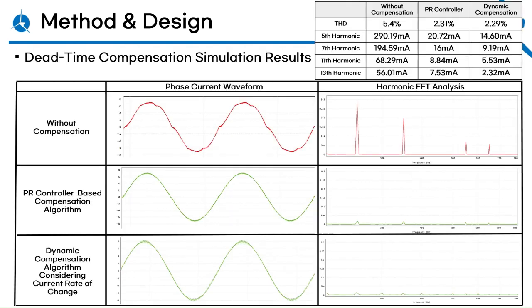Simulation results show that without compensation, THD was about 5.4%. Both methods significantly reduced the 5th and 7th harmonic components. With PR controller-based compensation, THD dropped by about 57% to 2.31%, and the dynamic method reduced it by about 58% to 2.29%. Both are effective at reducing THD.